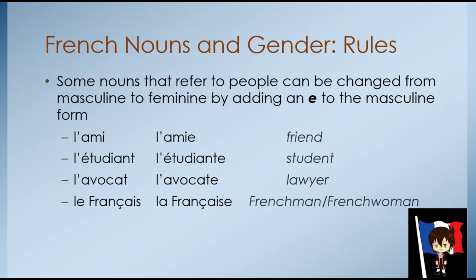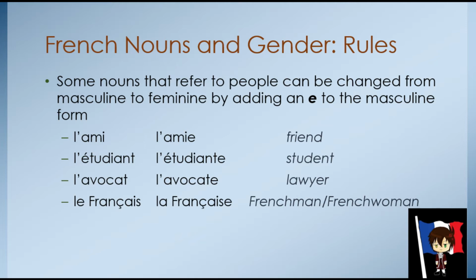Alright, so fourth rule na tayo. We have some nouns that refer to people can be changed from masculine to feminine by adding an e to the masculine form. First example, l'ami, or friend in French. So, dadagdagan ko lang siya ng letter E para maging feminine na siya. So, kung kaibigan mo lalaki, l'ami lang without an E. Pag babae, with E na.